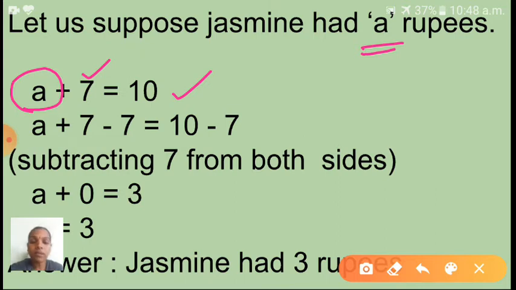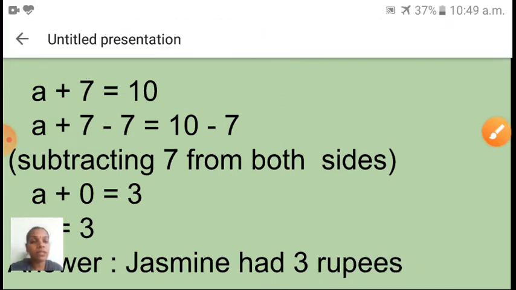So A plus 7 is equal to total, how much she had now? Yes, 10 rupees. She is having 10 rupees. Okay. So A plus 7 is equal to 10. Okay children.